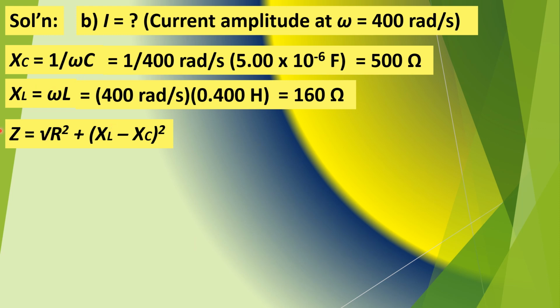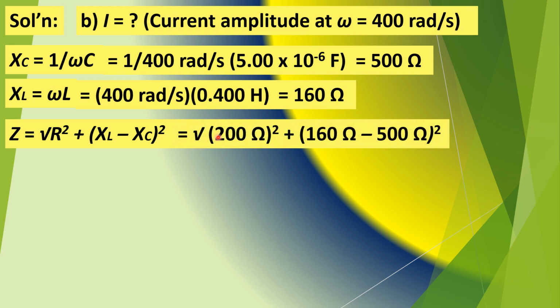So, we determine the impedance, capital Z, whose formula is equal to square root of R squared plus the square of the difference between the inductive reactance and the capacitive reactance. Right? So if we do that, we have square root of 200 ohms squared plus 160 ohms minus 500 ohms, their difference squared. Alright? Simplifying, we will get the value for the impedance, capital Z, equal to 394 ohms.